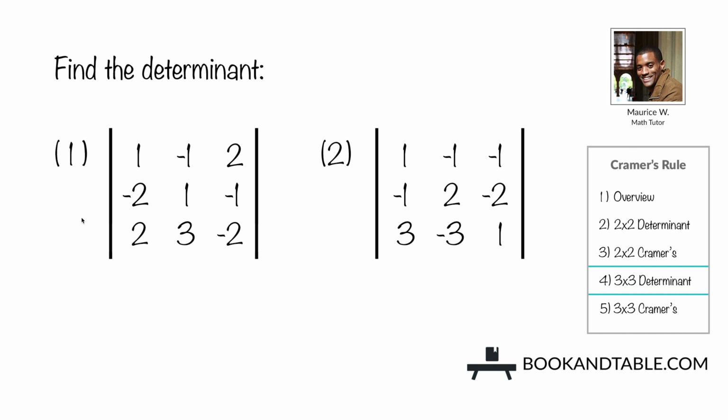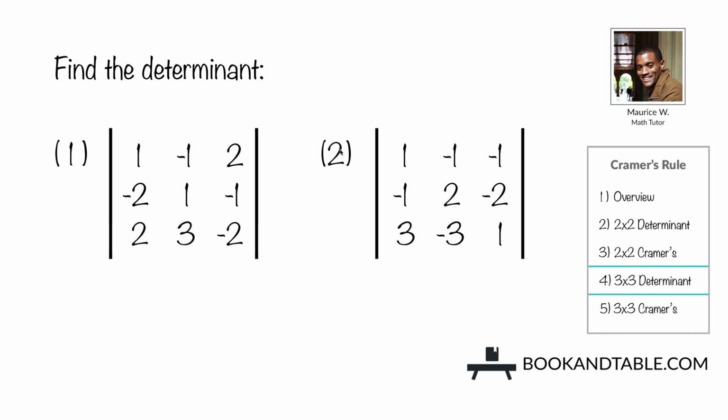So find the determinant. Question number 1. Column 1, we have 1, -2, +2. Column number 2, we have -1, +1, and +3. In column number 3, we have 2, -1, and -2.